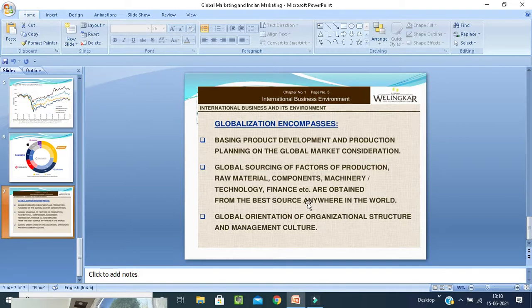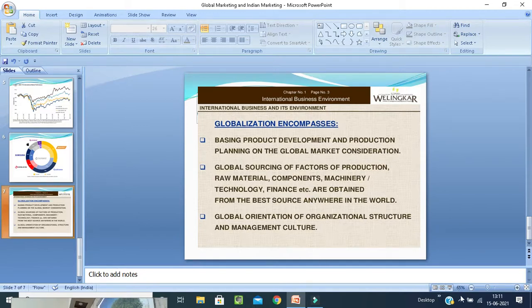global consideration. Now, global sourcing of factors of production, like raw materials, components, machinery, technology, finance, money, human resources, that means employees, everything is obtained from the best source available in the world. Wherever in the world the best quality people are, we can select them. Now, global orientation of organizational structures and management culture is also one thing. The organization should have a global orientation, a global structure and a global culture, so that it can run for the long term.